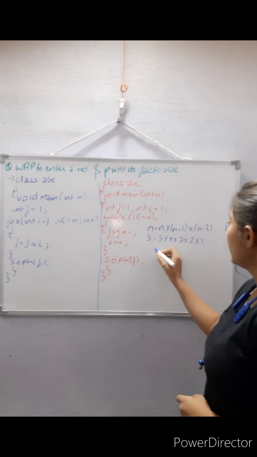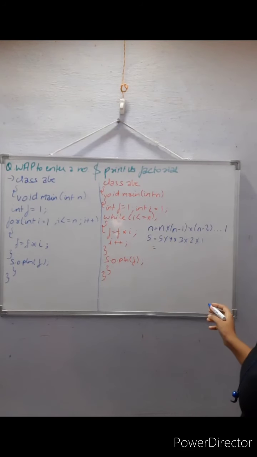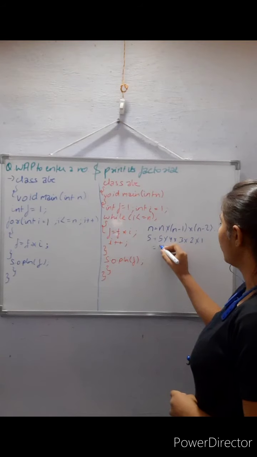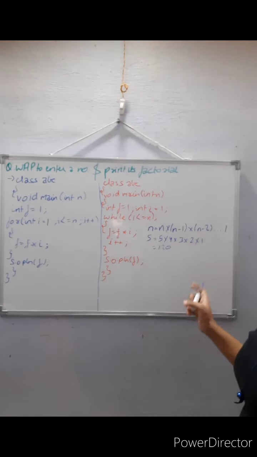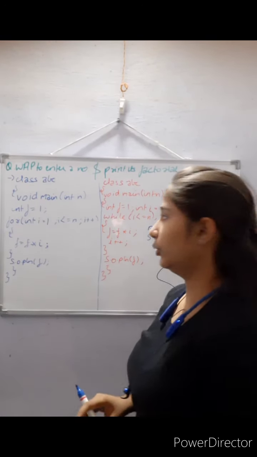Okay, then taking out the multiplication, 5 into 4 is 20, 20 into 3 is 60, 60 into 2 is 120, and 120 into 1 is 120. So the factorial of number 5 is 120. So we are going to use the same process with the help of program. So let's study the first program with for loop.